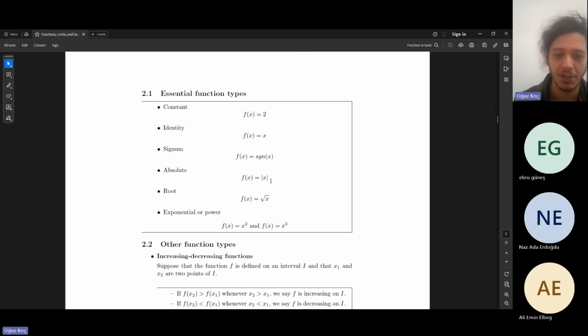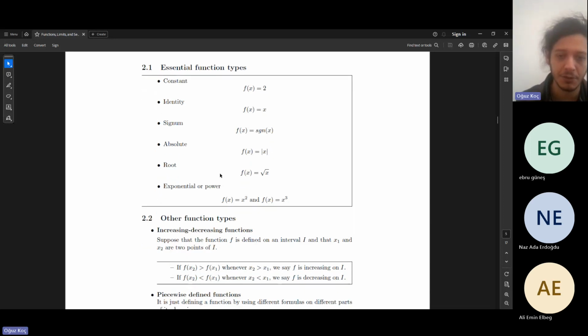In this absolute value function, if your x is greater than 0, it gives you the same value. If your x is smaller than 0, it gives you the same value, but multiplied by -1. It is actually mapping negative values to positive ones. And also we have the root function.